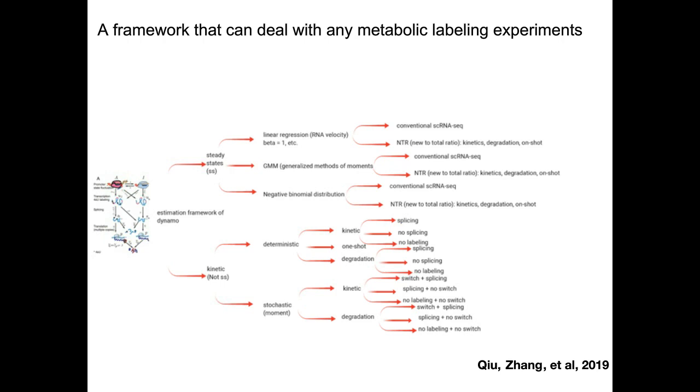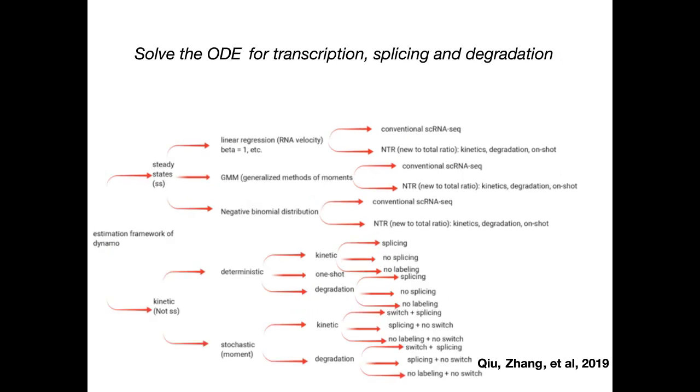We essentially consider almost every type of modeling strategy. But for the sake of time, here I'm going to just use the kinetic assumption and the deterministic model to explain how we can use it to estimate the parameters for the kinetic experiment. And we assume we have four species, spliced and unspliced.